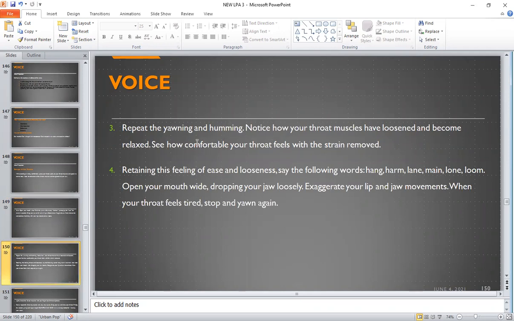Repeat the yawning and humming. Notice how your throat muscles have loosened and become relaxed. See how comfortable your throat feels with the strain removed. Retaining this feeling of ease and looseness, say the following words again. These are just some of the practice that you may do, right?